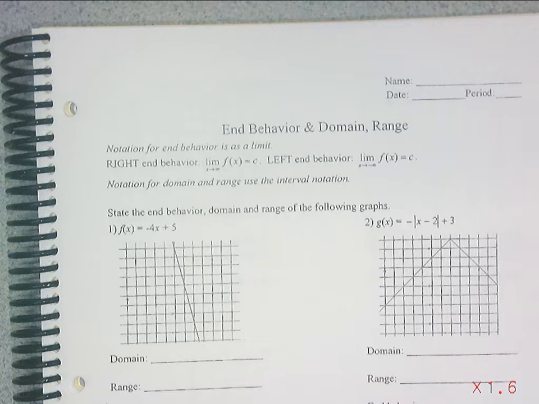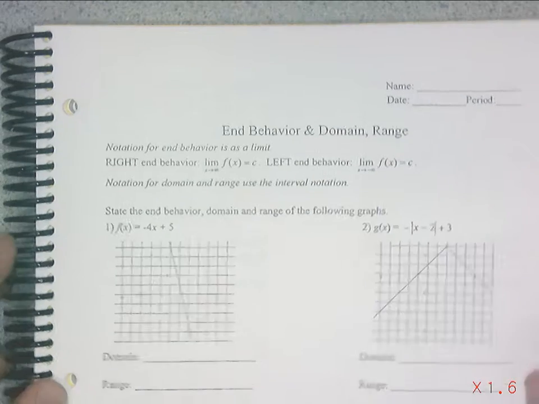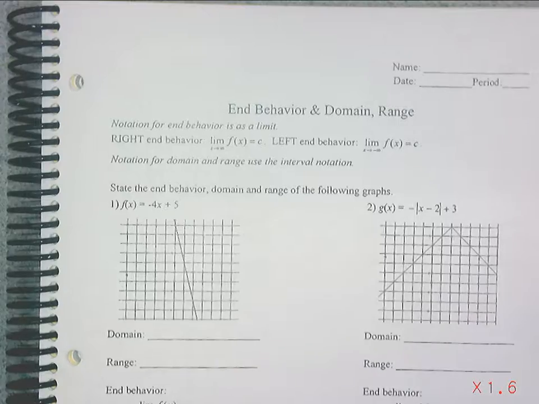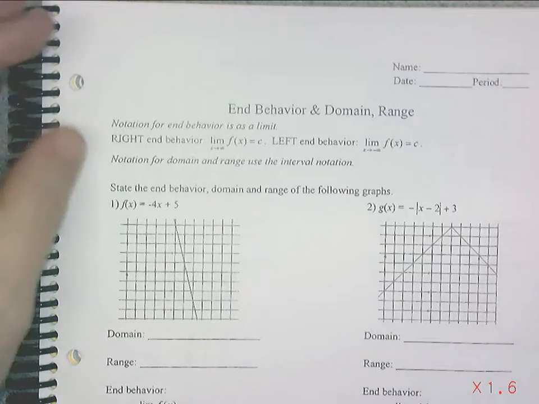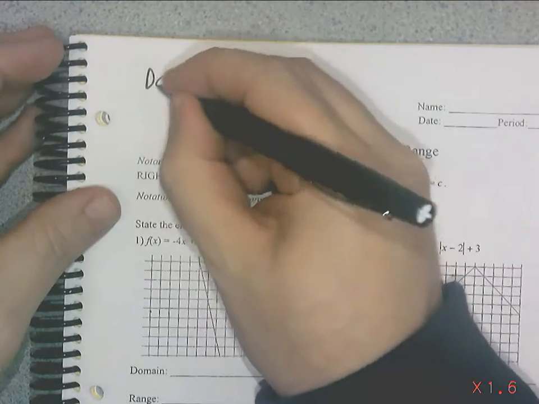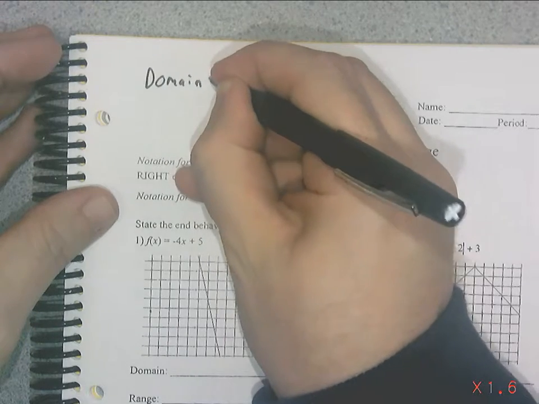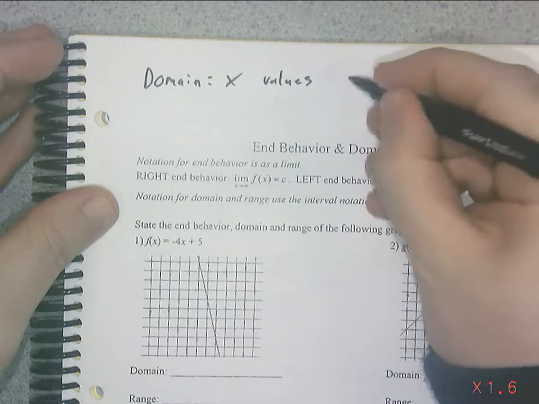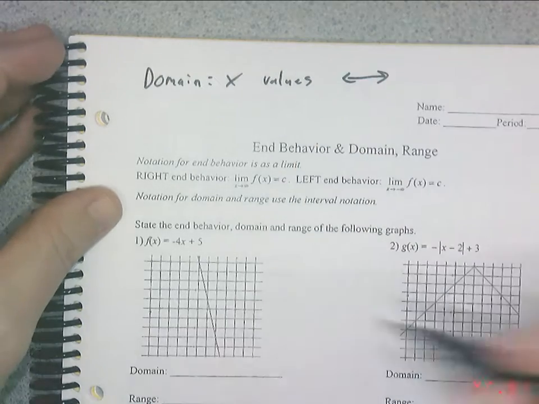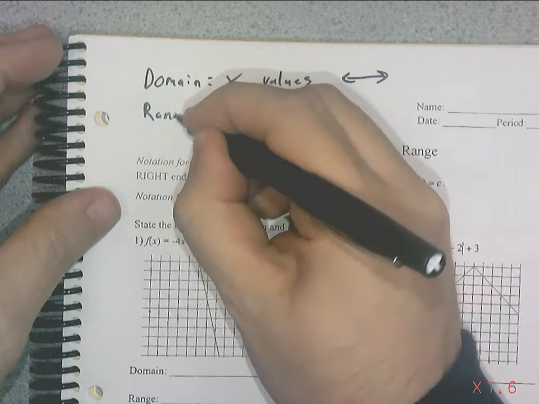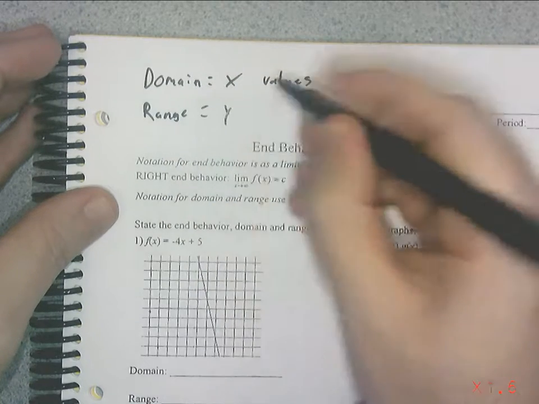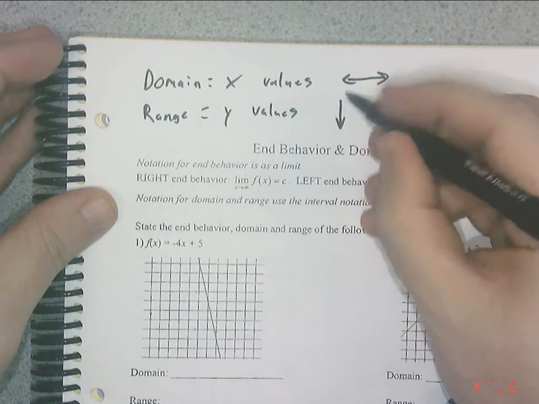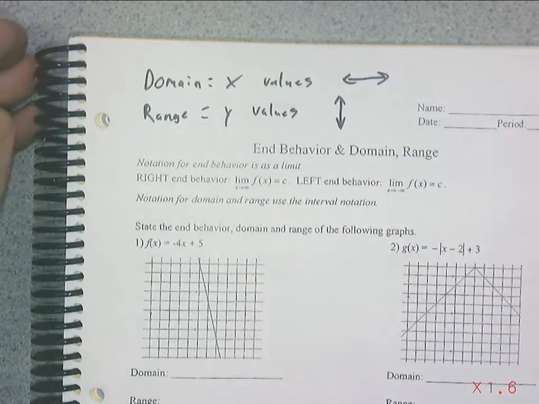Okay, so today we're going to talk about domain, range, and end behavior. The domain of a graph is basically what's happening to all of your x values. So the domain is all the x values, or what's happening from left to right. Okay, range is all your y values, or what's happening from down to up.